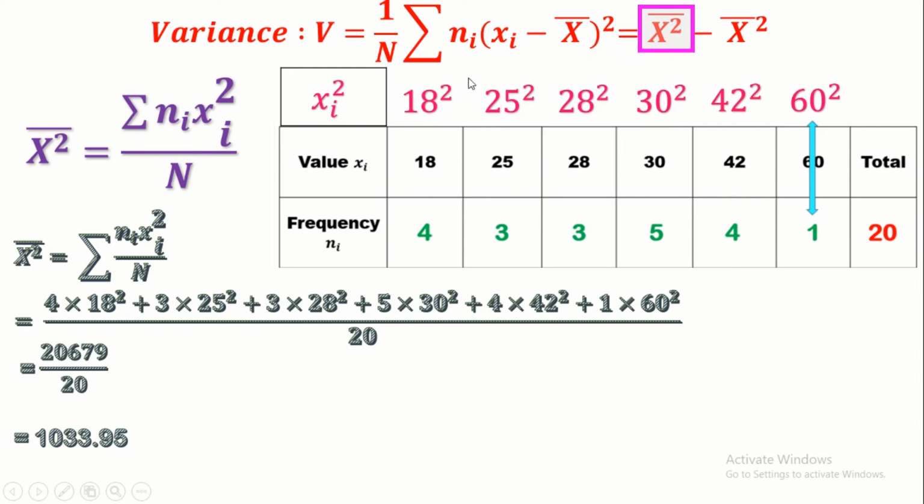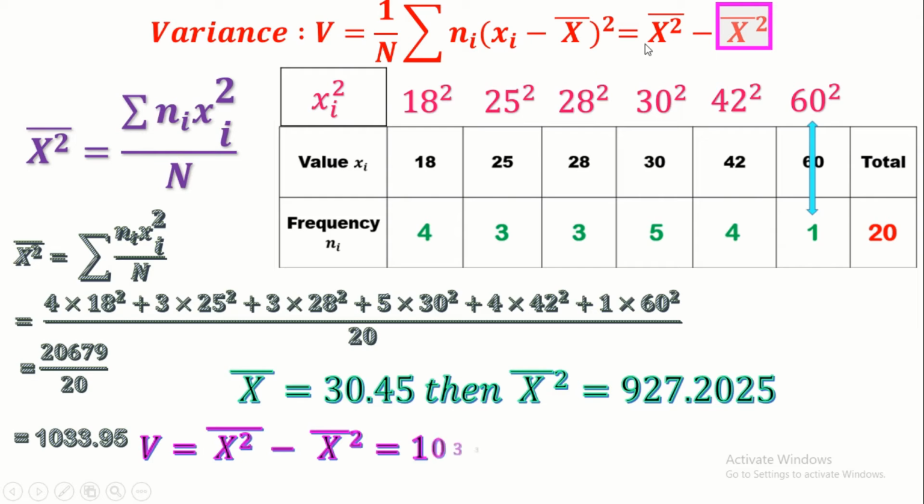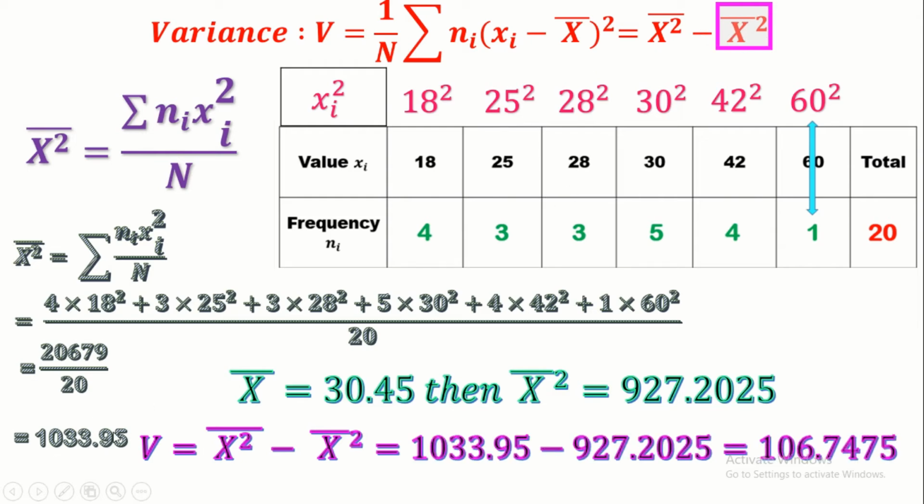Here we can find the variance. We have just calculated x bar, then x bar squared should be 30.45 squared, so it gives us 927.2025. Now we just have to subtract that. So the variance V is x squared bar minus x bar squared. Then it's 1033.95 minus 927.2025.